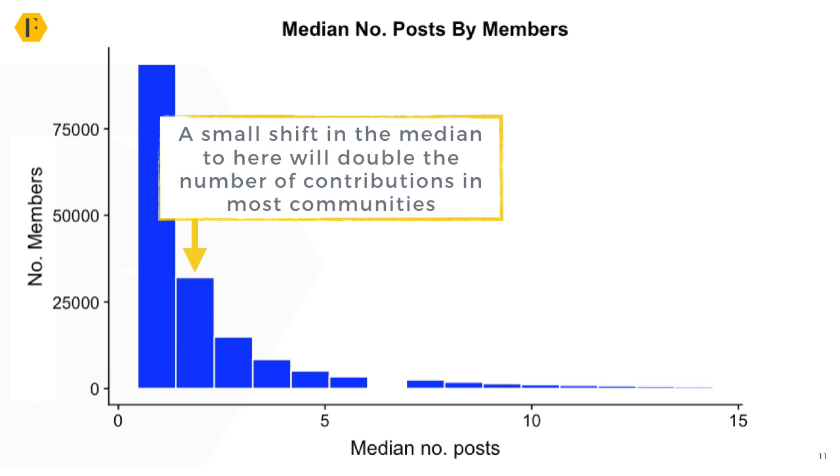Which means if you can really commit to what we're going to talk about today, if you can really put in place the interventions that we're talking about, you should be able to at least double the number of contributions in most communities. Because scaling most of your members from 1 post to 2 shouldn't be that difficult.